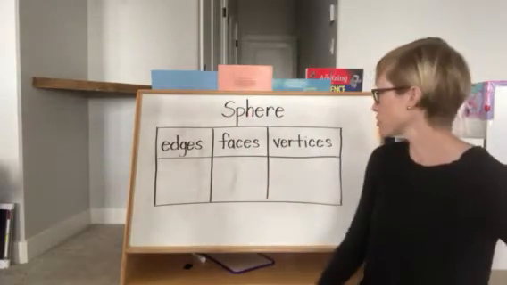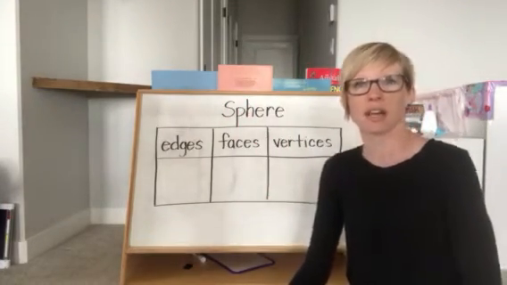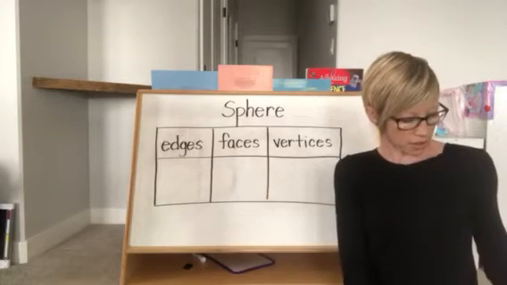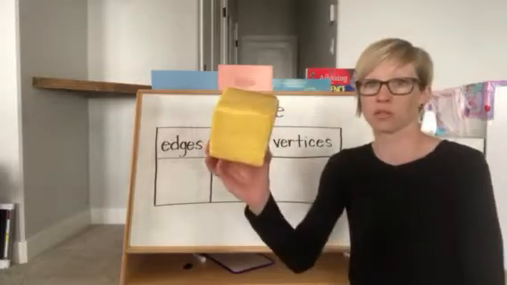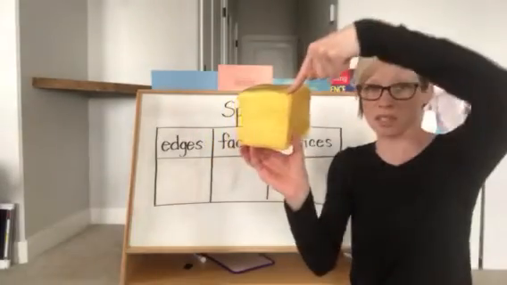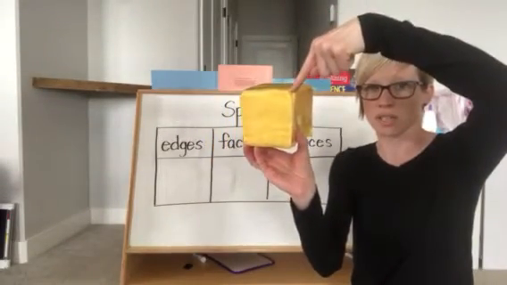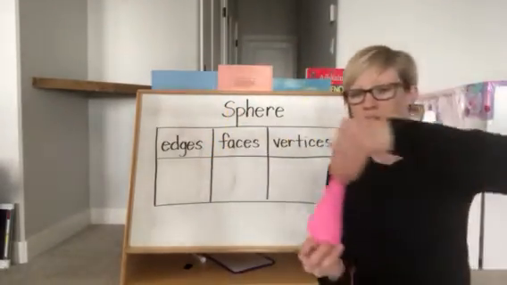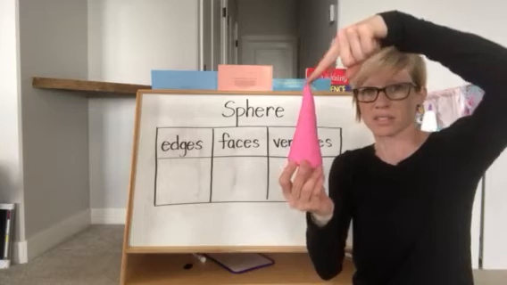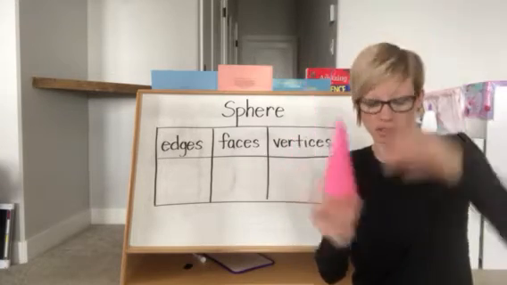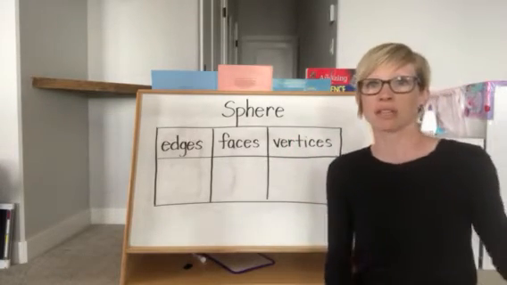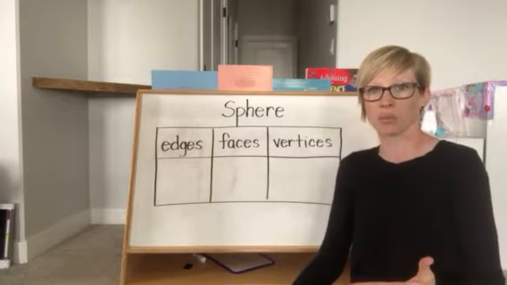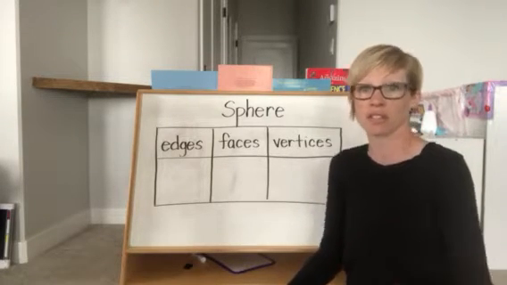Okay, and then you need to know what a vertice is. A vertice is a corner. On a cube, this point is a corner, corner, corner. On this cone, this point is a corner. All right, so now that you know those three things, we have to see if we can figure out how many there are of each of those things on a sphere.